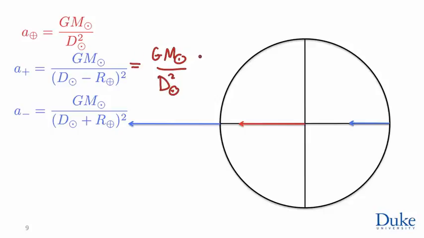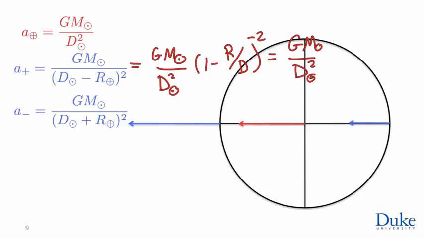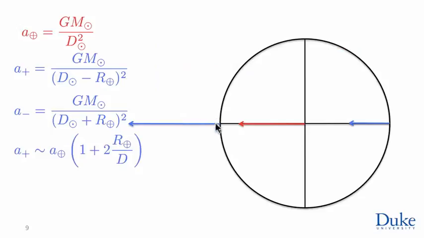I'll shortcut the next step. We will get 1 minus r, radius of the Earth over distance to the Sun, to the power minus 2. x is the small quantity, radius of the Earth divided by distance to the Sun. a is negative 2. And the result is GM over d squared, which is simply A, and then times 1 plus 2r over d. And so this is our approximate value, valid because the Earth is much smaller than the distance to the Sun, for the value of the acceleration of gravity on the near side to the Sun.